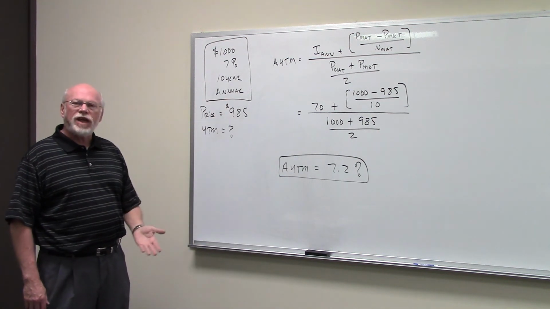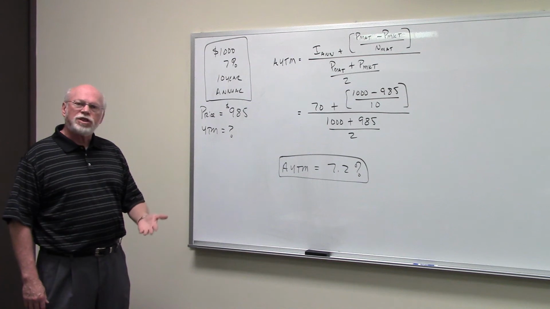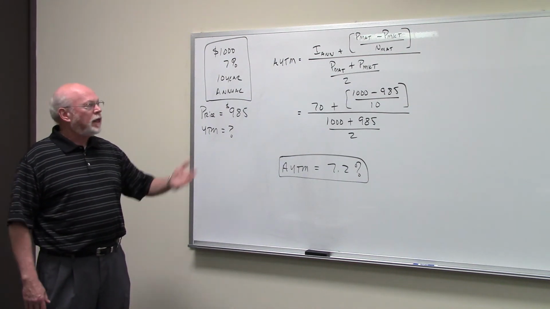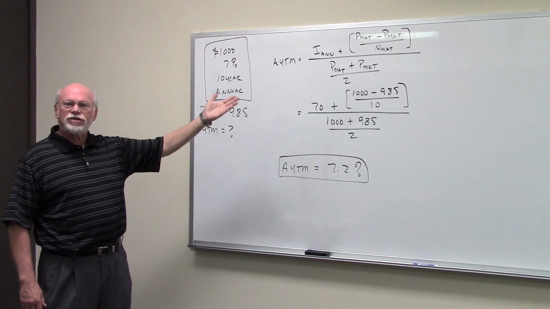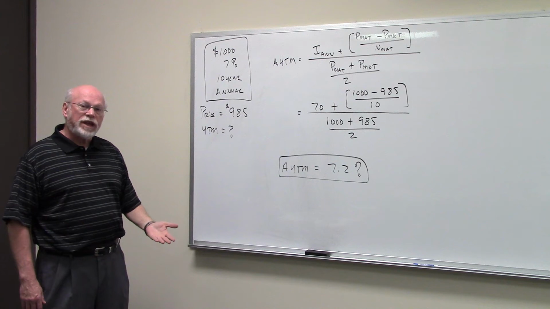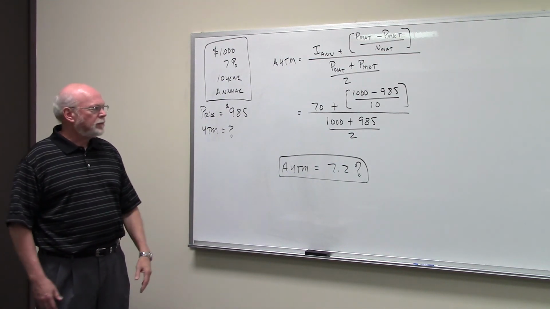The denominator is the average value of the bond. The ending value of the bond plus the beginning value of the bond divided by 2, a simple average. The price at maturity, of course, is $1,000. The price in the market right now is $985. Add those together, divided by 2, that's the average value of the bond over its life.